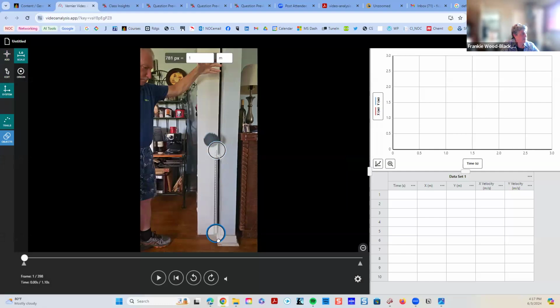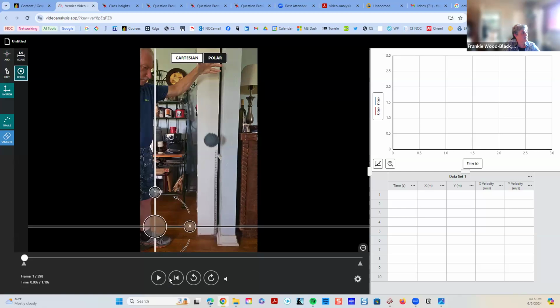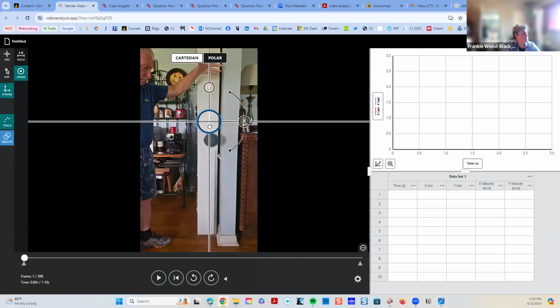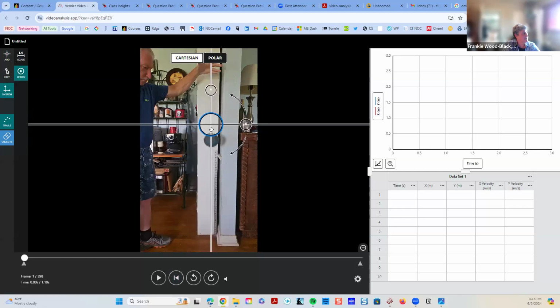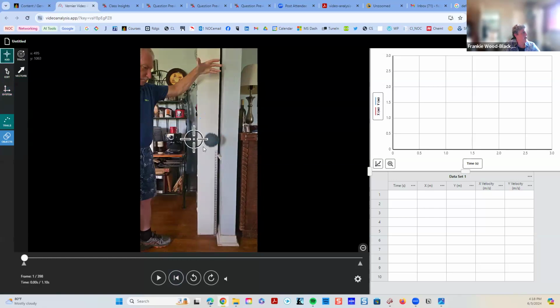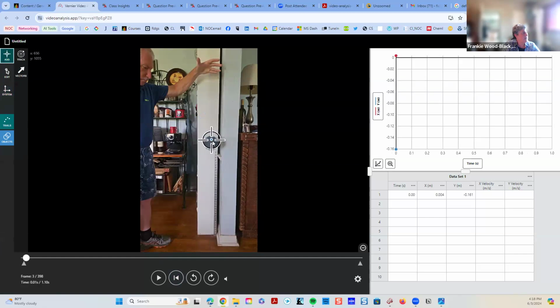There's my system. Do my 0.9144. I'm going to get my origin in here. All right, now I'm going to add my data points.